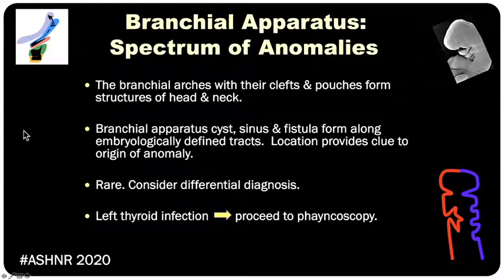So in summary, we looked at the branchial apparatus, which is a fascinating system of arches, clefts, and pouches that form the structures of the head and neck. Cyst, sinus, and fistula can form along these embryologically defined tracts, and the location provides a clue to the origin of the anomaly. You will see these, but they're very rare, so it's important to consider the differential diagnosis. And if a patient has a left thyroid infection, the study of choice to work it up is a pharyngoscopy looking for that sinus tract.